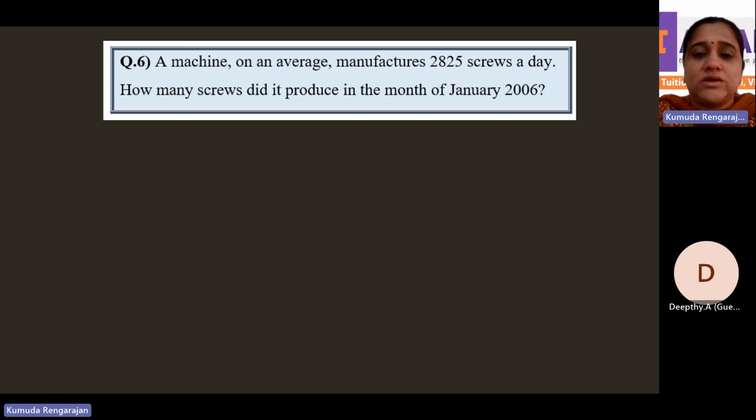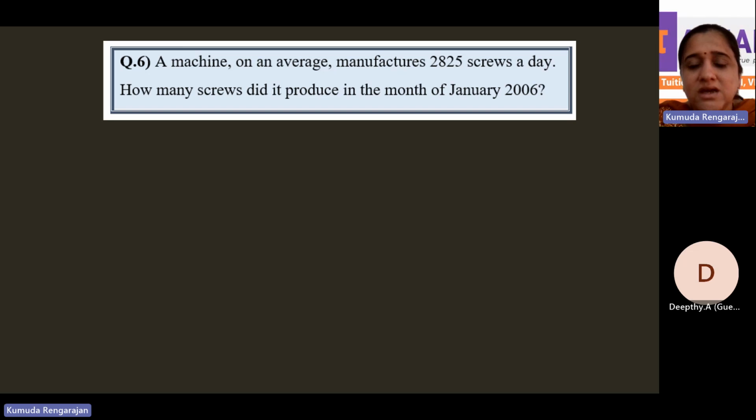31 days in the month of January. It manufactures 2,825 screws in one day. One day, 2,825 screws. 31 days, multiplication. So the operation is multiplication.